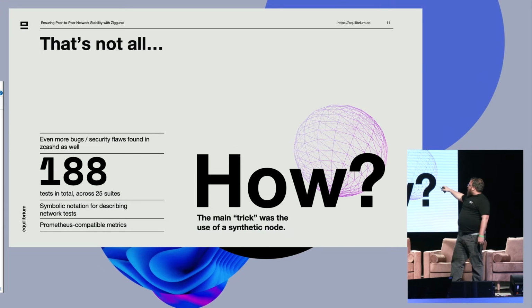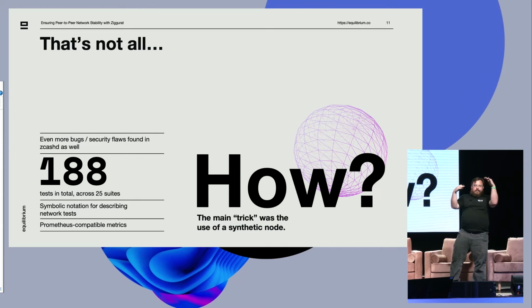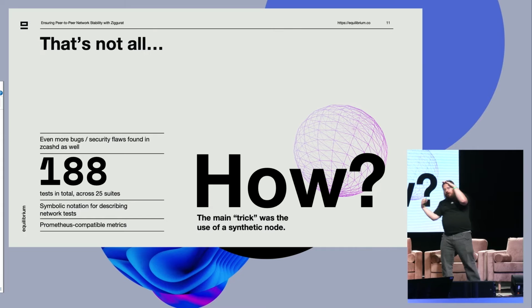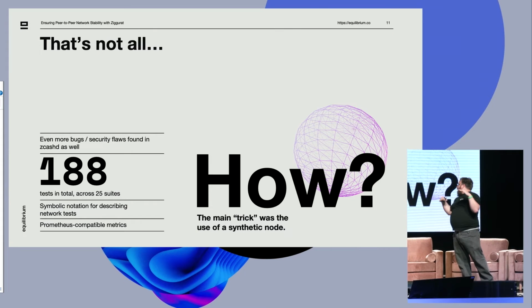That's not all. We found bugs in the original Zcash daemon. We came out with about 188 tests across 25 different suites of tests that we were able to run. If you look at the Ziggurat manual that we published, there's a symbolic notation for describing these tests using different types of arrows to describe the handshake going in different directions. And we threw some Prometheus compatible metrics in there because why not?